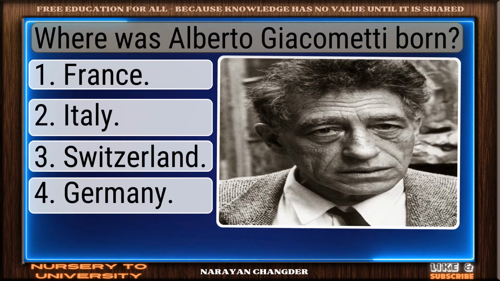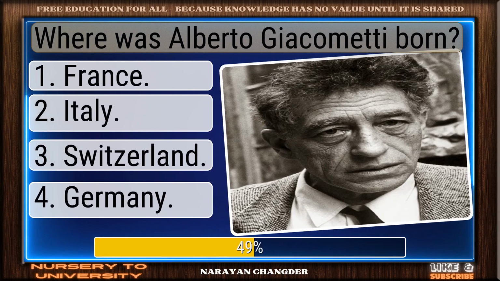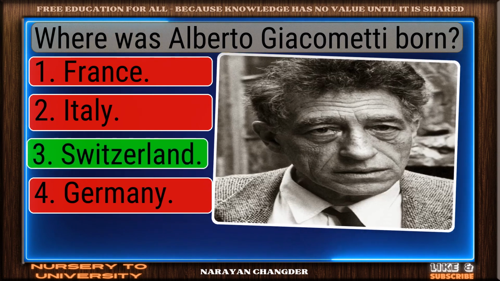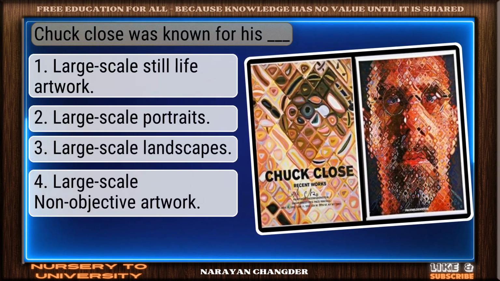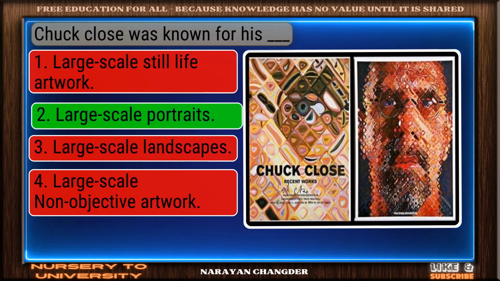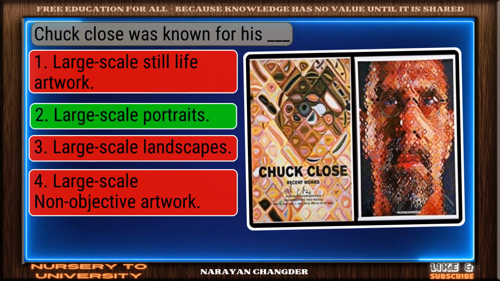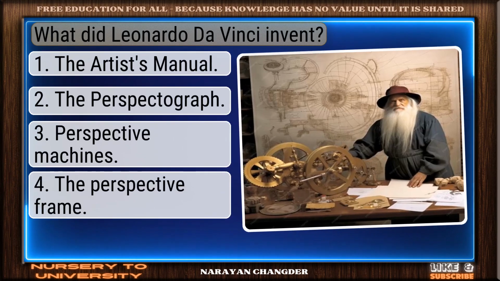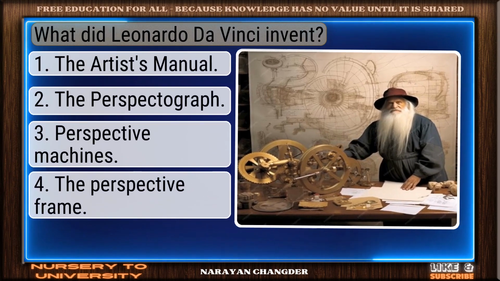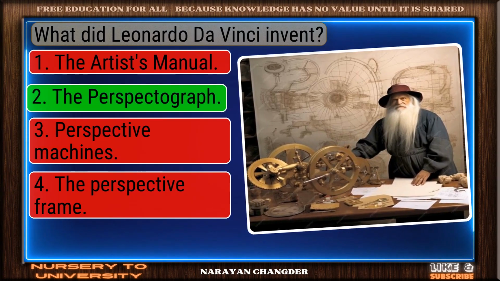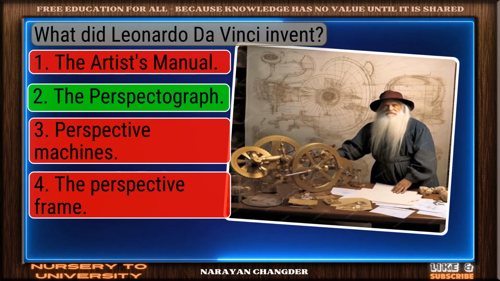Where was Alberto Giacometti born? Nice work. You chose Switzerland, and it is correct. Chuck Close was known for his dash. Nice selection. Large-scale portraits is the correct and valid answer. What did Leonardo da Vinci invent? Well picked. The perspectograph is the correct answer.